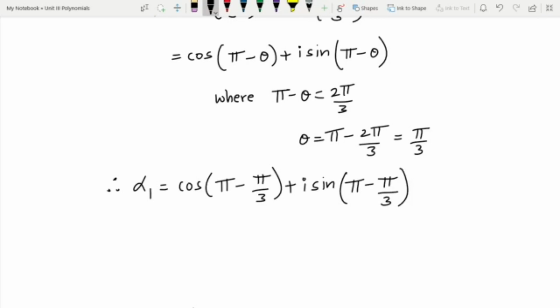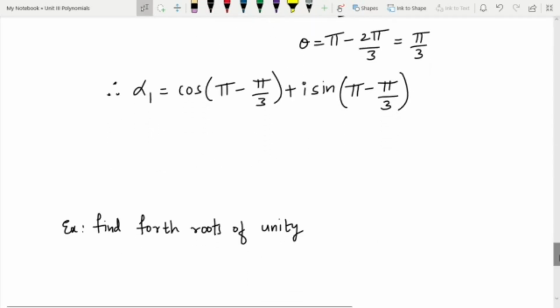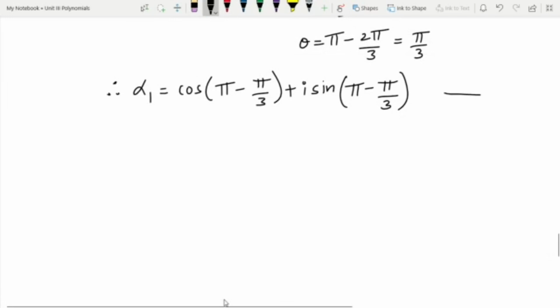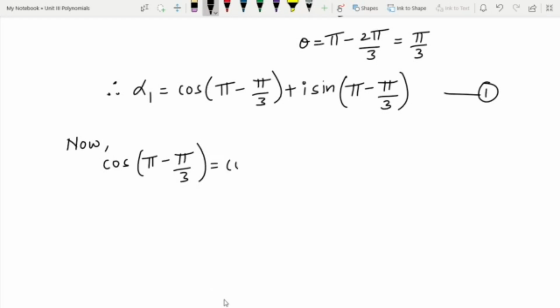Now we are supposed to use the formula of cos of a minus b and sine of a minus b, and we have to find those values. Okay, so I'll call it sum 1. Now this cos of a minus b is given as cos a cos b plus sin a sin b.